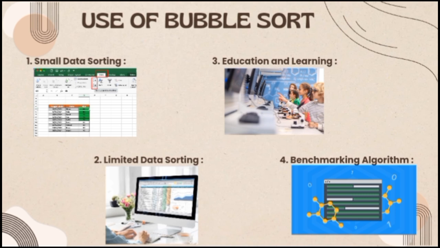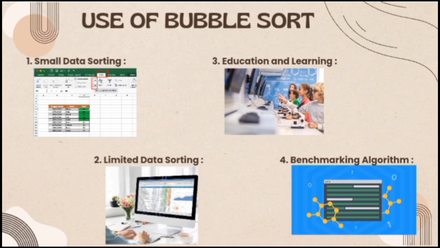Second point is limited data sorting. Bubble sort can be used in situations where computing resources are limited or memory usage is limited. This can happen, for example, in embedded systems or devices with limited computing capacity.